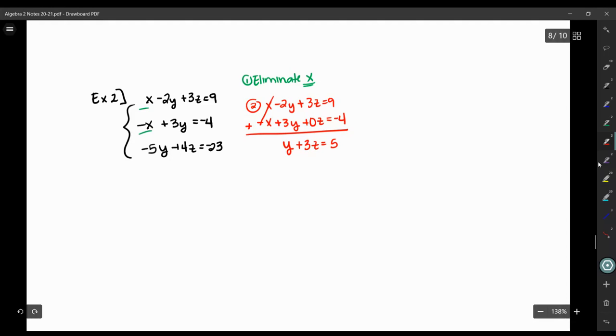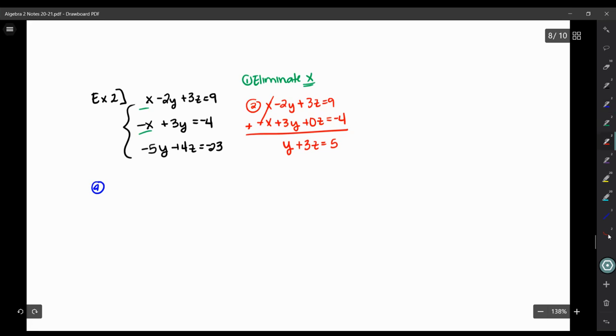Now, step 3 is you're supposed to eliminate from the last unused equation and one of the ones you used in step 2. But if we look at that last unused equation, we eliminated x, but there's no x here already. So step 3 is actually done for us. There is no x here. So we can move on to step 4, which is make a new system.